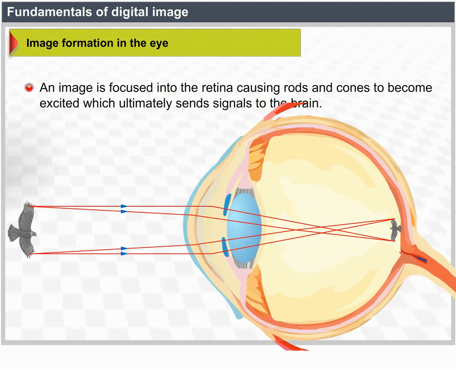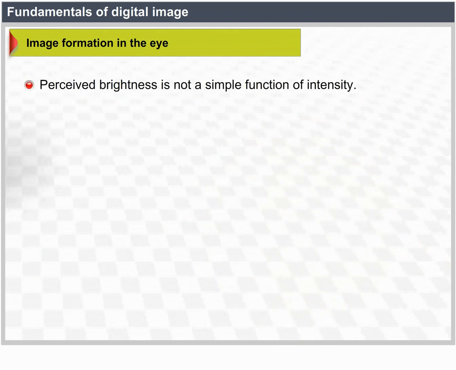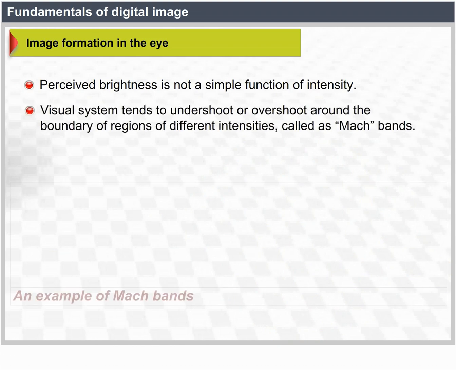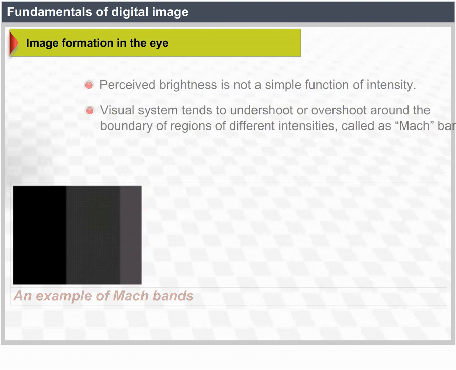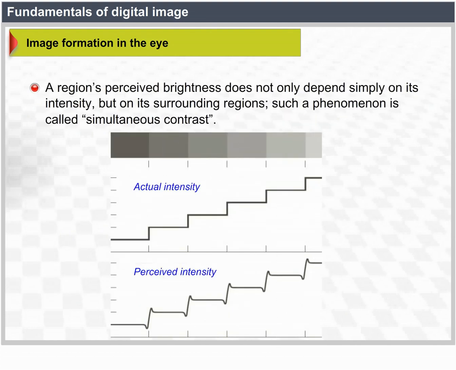Perceived brightness is not a simple function of intensity. The visual system tends to undershoot or overshoot around the boundary of regions of different intensities, called Mach bands. A region's perceived brightness does not depend simply on its intensity, but on its surrounding regions. Such a phenomenon is called simultaneous contrast.